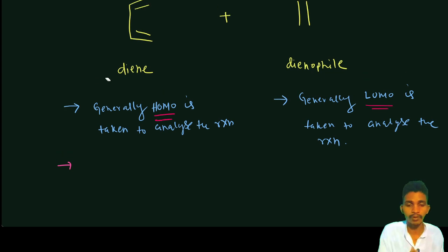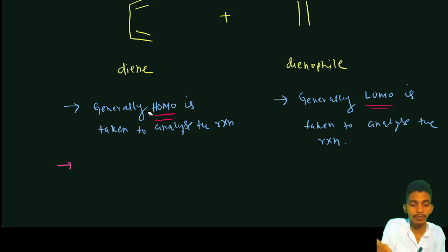For dienes, generally the HOMO is taken to analyze the reactions, and for the dienophile, the LUMO is taken to analyze the reactions. To increase the Diels Alder reaction, or 4 plus 2 cycloaddition reaction, the diene should be highly reactive. So we should increase the reactivity of the HOMO, and the HOMO means the highest occupied molecular orbital. It means that we should increase the electron density, because HOMO should be high. High means that electron density should be high.